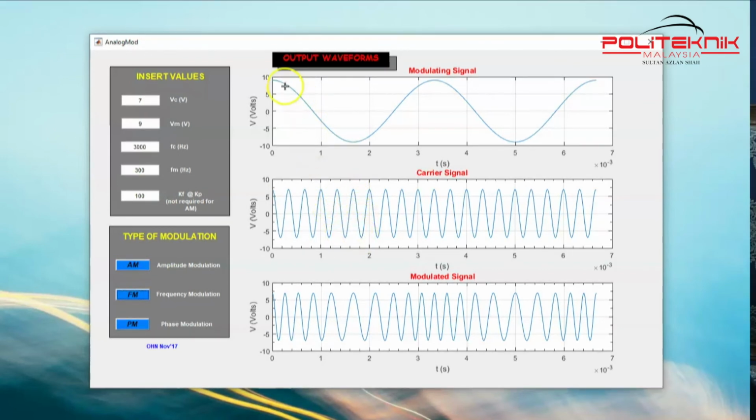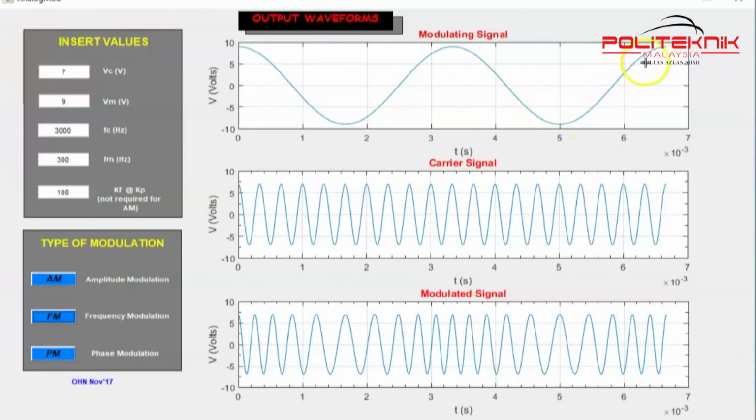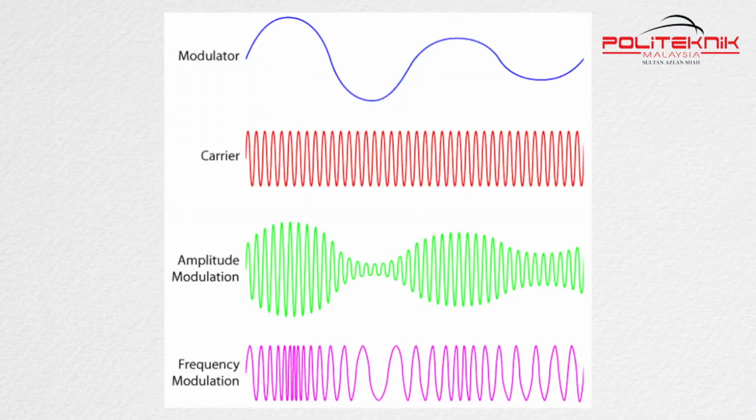In general, a modulated waveform consists of a carrier waveform and a modulating waveform. The main difference between these two modulations is that in AM, the voltage level of the modulation waveform changes the amplitude of the carrier. On the contrary, in FM, the voltage level of the modulation waveform changes the frequency of the carrier.